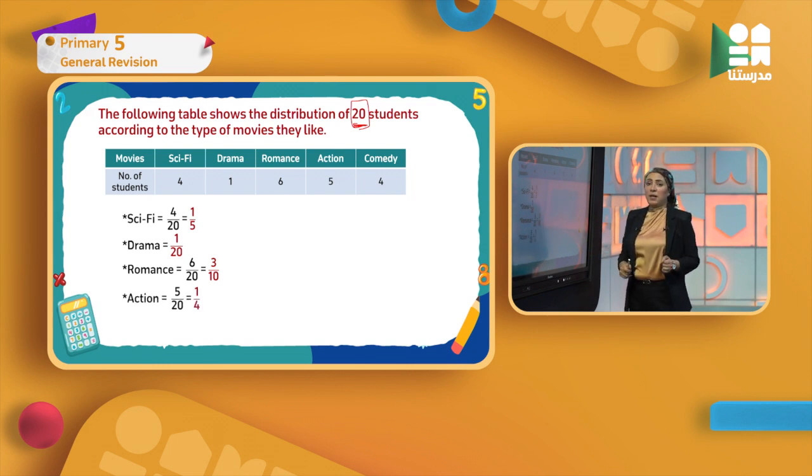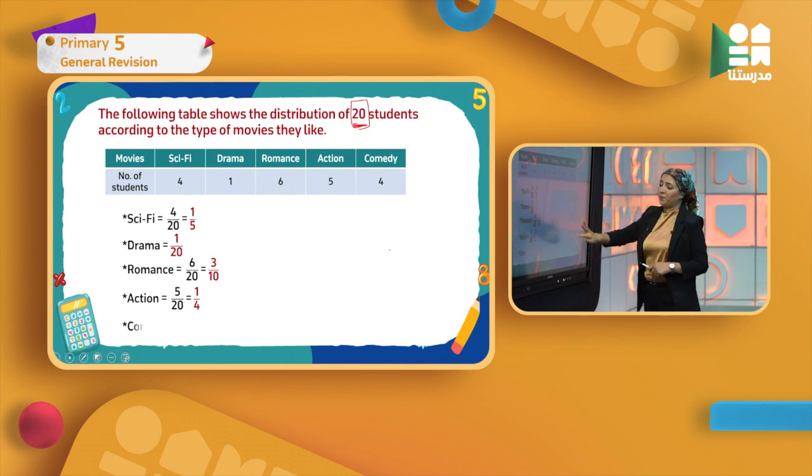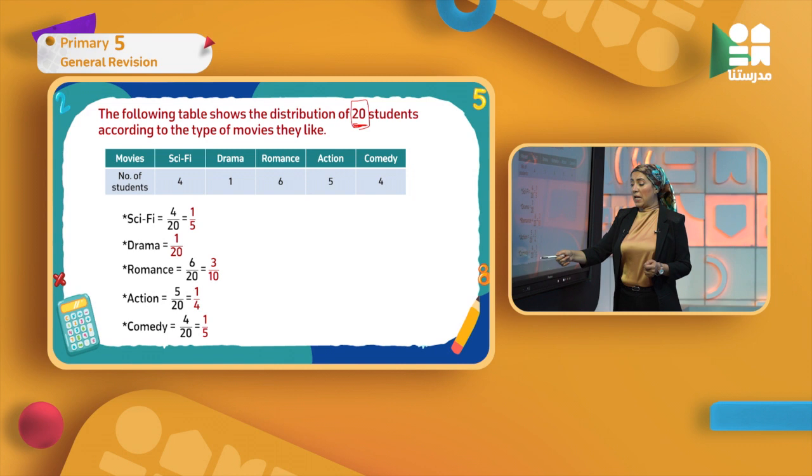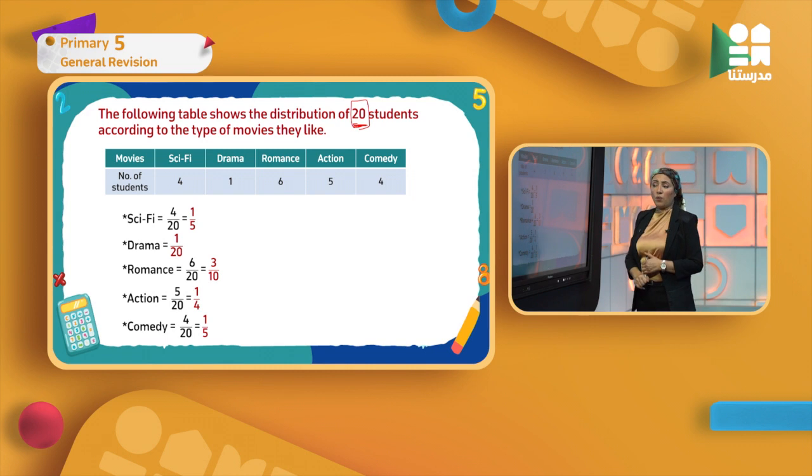Now action. I have 5 students who like action movies, so I have 5 out of the 20 students, which is 5 over 20. Again, divided by 5 is 1 and 20 divided by 5 is 4, which is 1 over 4. And now the last one is comedy. We have 4 students out of the 20 students who like comedy, so it's 4 over 20. 4 divided by 4 is 1 and 20 divided by 4 is 5, so this is 1 over 5.